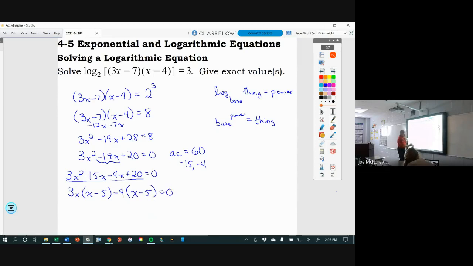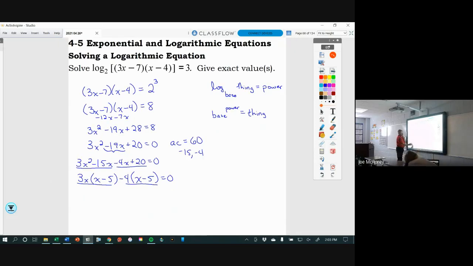I now have two terms. What do those two terms have in common? X minus 5. If I take away an x minus 5, what's left? 3x minus 4. How can this be true if they're the same? X equals 5 or x equals, add 4 to both sides, divide by 3, 4 thirds. So is that the answer?